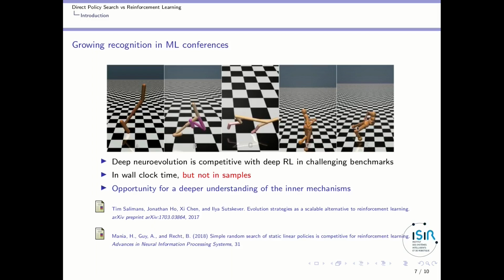And actually, they are competitive in whole clock time, which means that if you have a large set of computers with evolutionary methods, you can learn as fast as with reinforcement learning. But we have to admit that in fact, you need to do this in parallel with evolutionary methods, so they are less efficient in terms of samples. And that will be the focus of the next lessons, to understand why direct policy search methods are less sample efficient than some reinforcement learning algorithms. So more generally, this comparison will be an opportunity for a deeper understanding of the inner mechanisms of policy gradient methods and direct policy search methods.